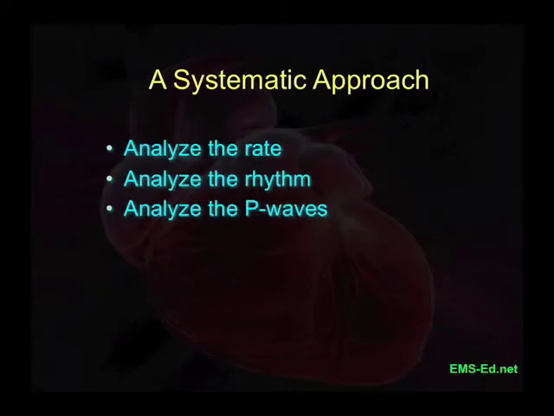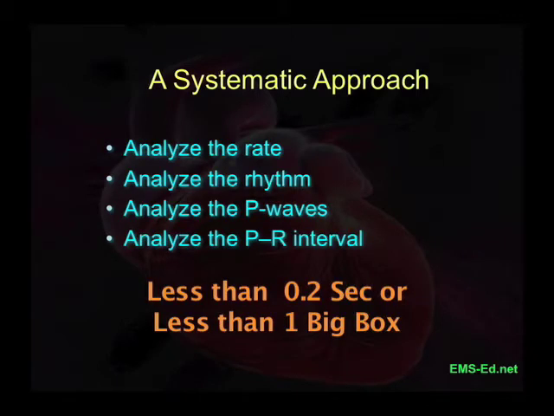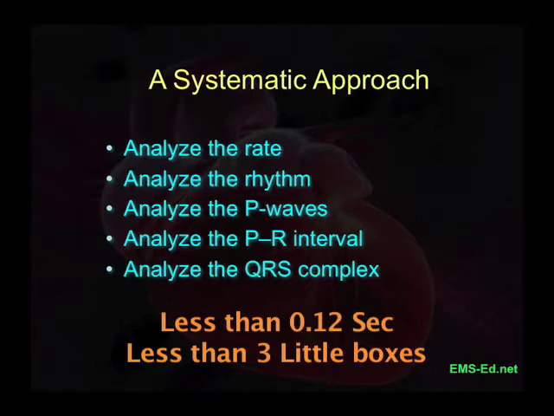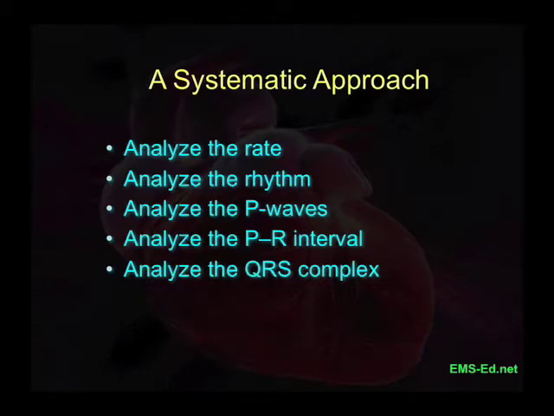Analyze the P waves. Are there P waves? Do we have a P wave for every QRS complex? Do we have a QRS for every P wave? Analyze the PR interval. Is the interval within normal parameters in length? Is the length constant? Analyze the QRS complex. Is it wide or is it narrow? Does it contain a physiological or pathological Q wave? Does it contain a delta wave? Again, sometimes things that are more germane in the setting of a 12-lead acquisition than in a 3-lead.